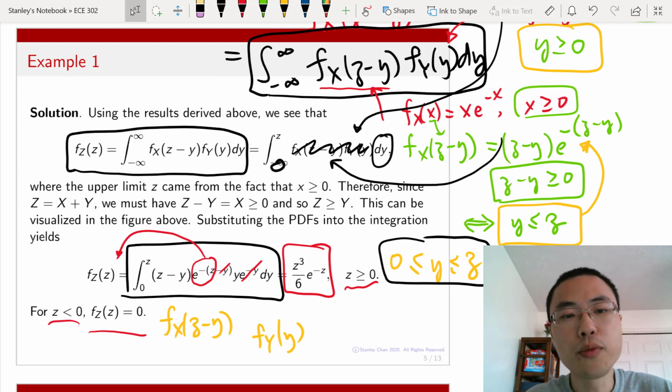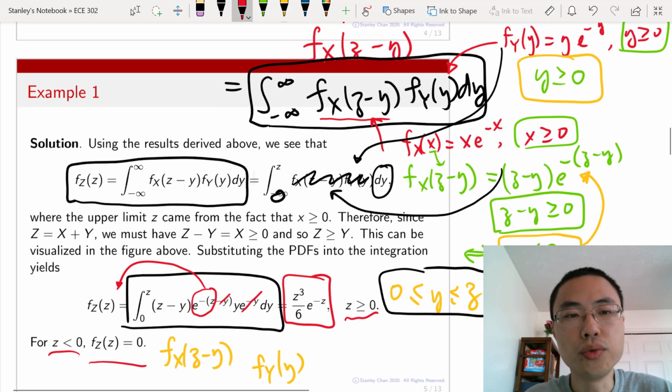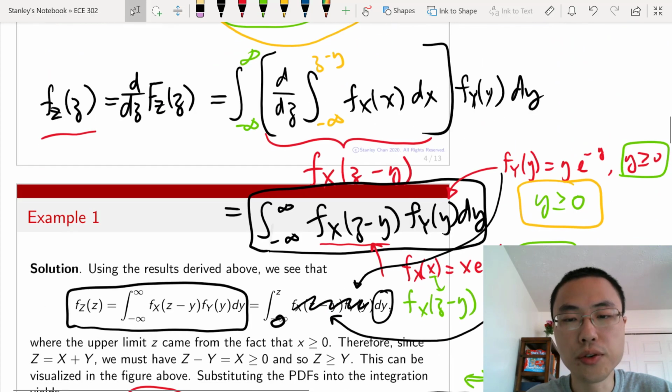Now, of course, if you can memorize this convolution and you recognize that I'm asking you for the sum of two random variables, just apply it. Now, there are other problems that are not necessarily the sum of two random variables, which I'm going to show you an example of. In that case, you need to redo this first principle and then derive that equation.